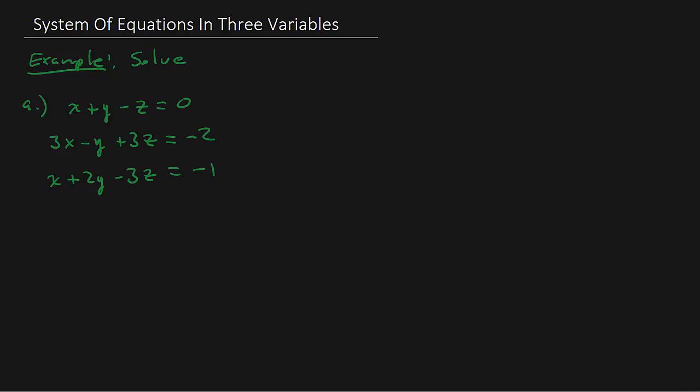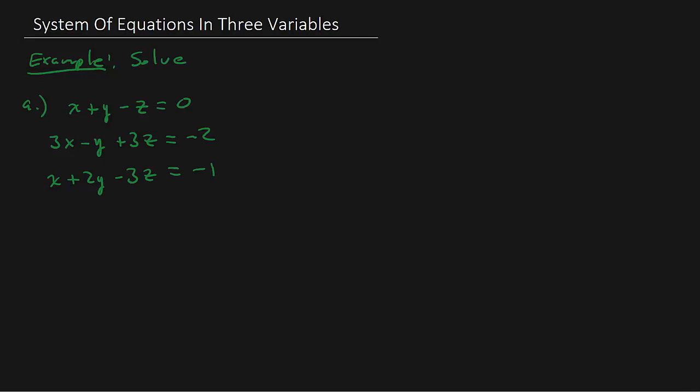Now, as far as solving these, there are many different ways. You can use matrices. You've got Cramer's rule, the Gauss-Jordan method, and also finding the inverse and multiplying by the inverse of a matrix. We're not going to do any of those in college algebra. We're going to use elimination by addition.